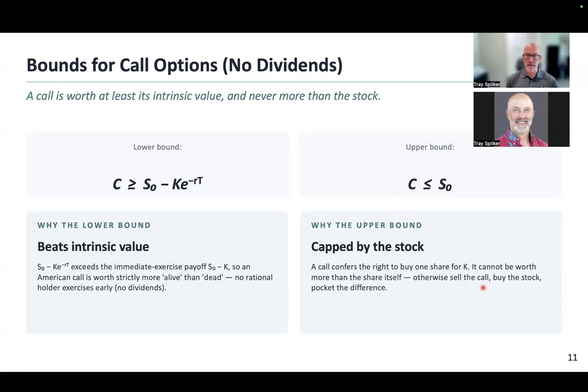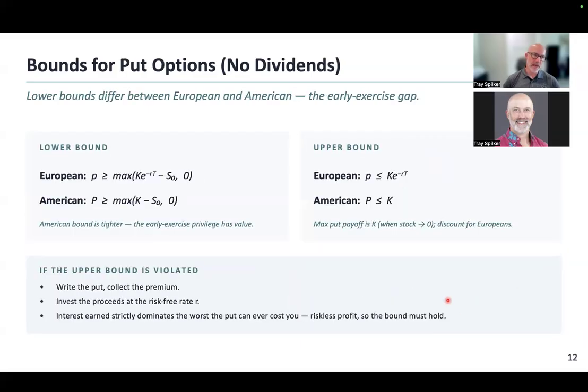Otherwise you would sell the call option and buy the stock and just pocket the difference there. For put options, also on non-dividend paying stocks, we take the American style options here. There are situations in which you might want to exercise an American style put option early, even for non-dividend paying stocks. And so you'll see that we're not discounting the present value for an American style option here, either for the lower bound or for the upper bound.